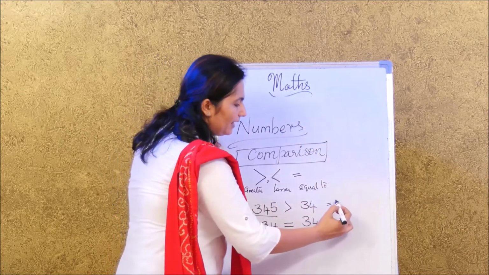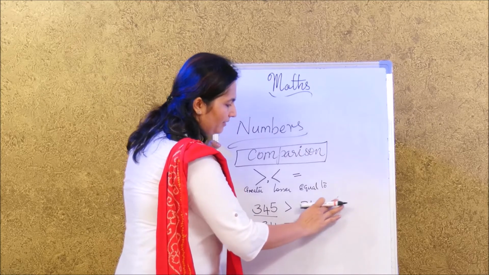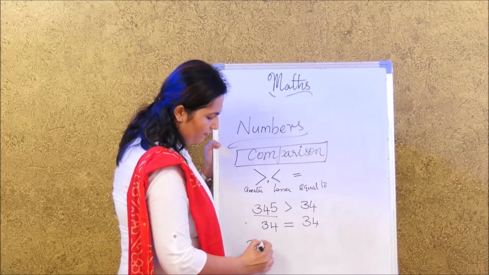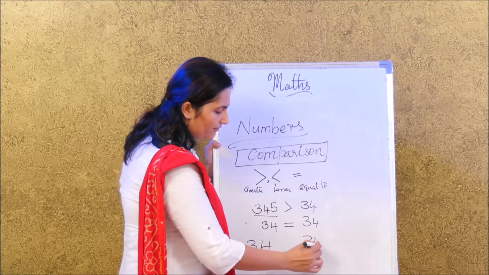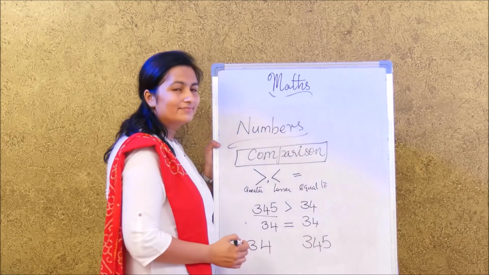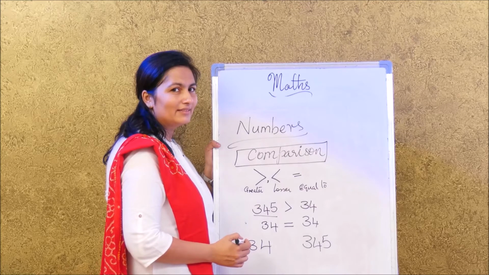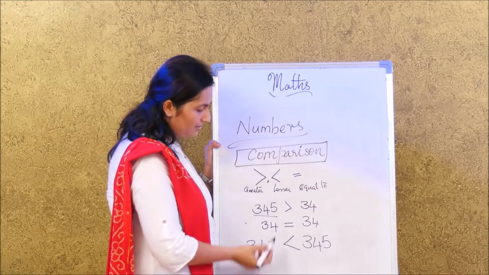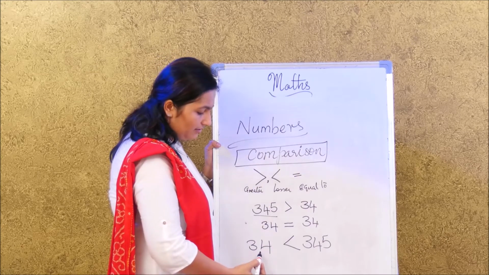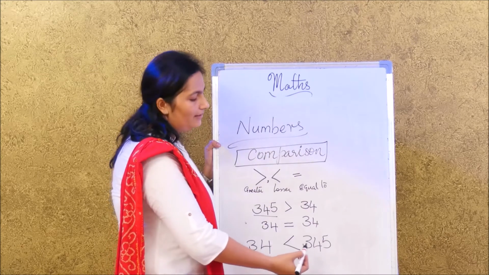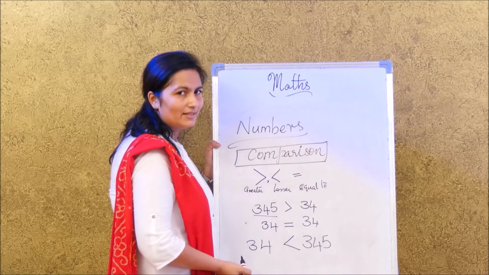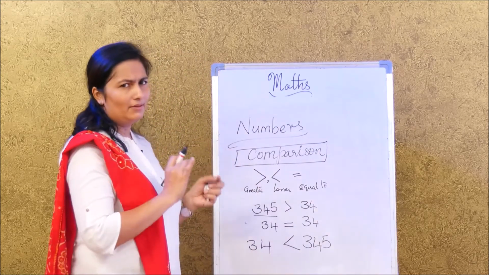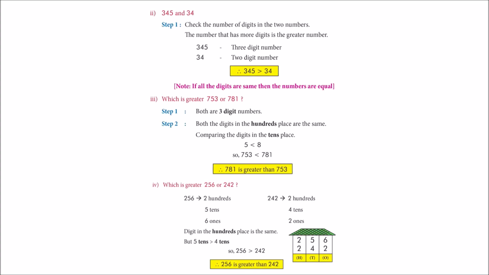So suppose the sum came like this, 34 and 345. Then what do you do? We will use the second symbol, which means 34 is lesser than 345. Okay? This is simple. The place value house, that is the hundreds, tens and ones, helps us.